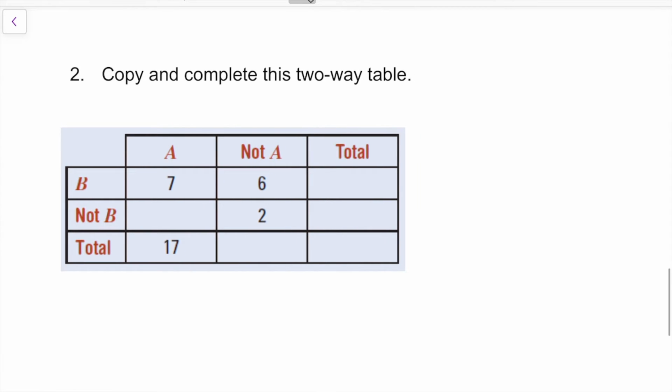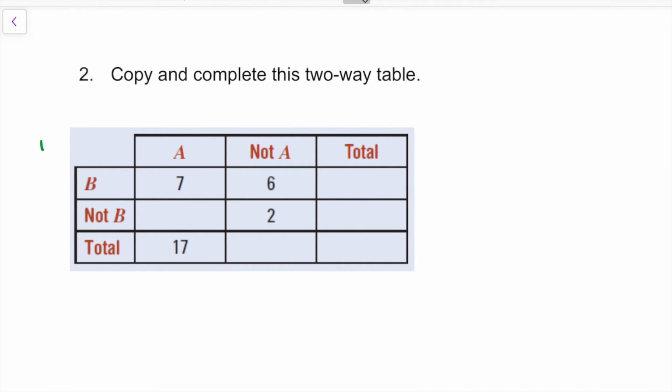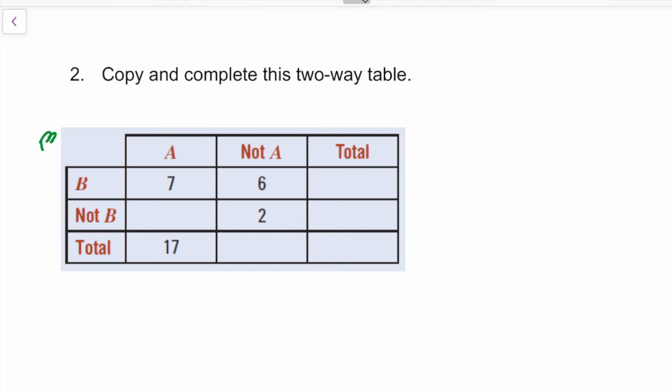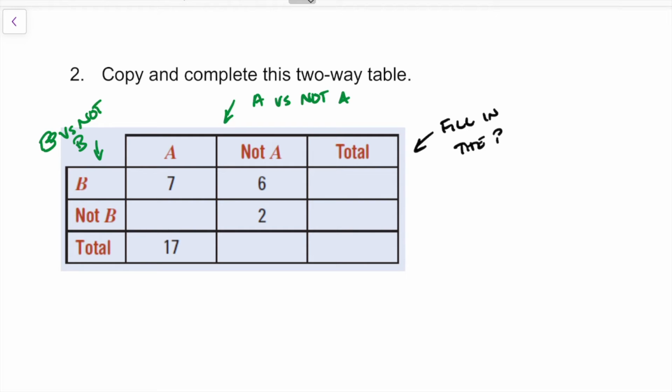So we can see here, this is B. Might write that a little bit better. Down the side here, we've got B versus not B. And along the top rather, it's A versus not A. And then we're going to have our totals. Okay, and we're just going to fill in the blanks. So that's all we're doing with this table, is we are filling in the blanks.